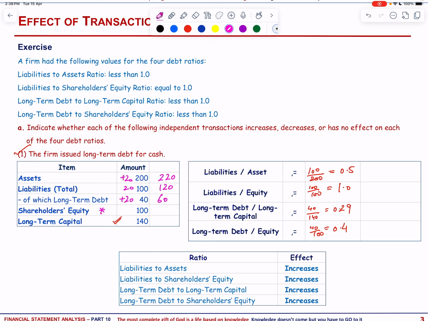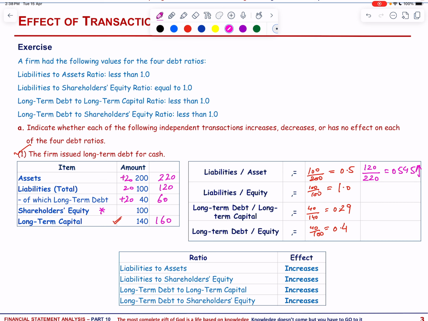Coming to the long-term capital, obviously the long-term capital is also going to increase by 20, and this is going to be 160 now, because the long-term debt is 60, so 60 plus 100 is 160. Now we are going to recalculate these ratios. First of all, we have the liabilities to assets ratio. So now this becomes 120 divided by 220. So this is equal to 0.545. So there is an increase in this ratio.